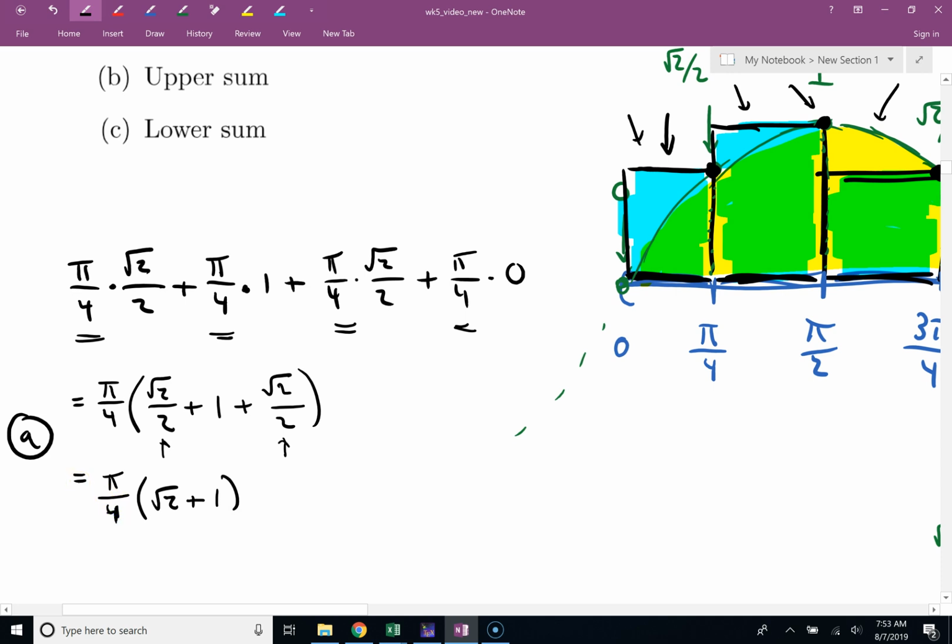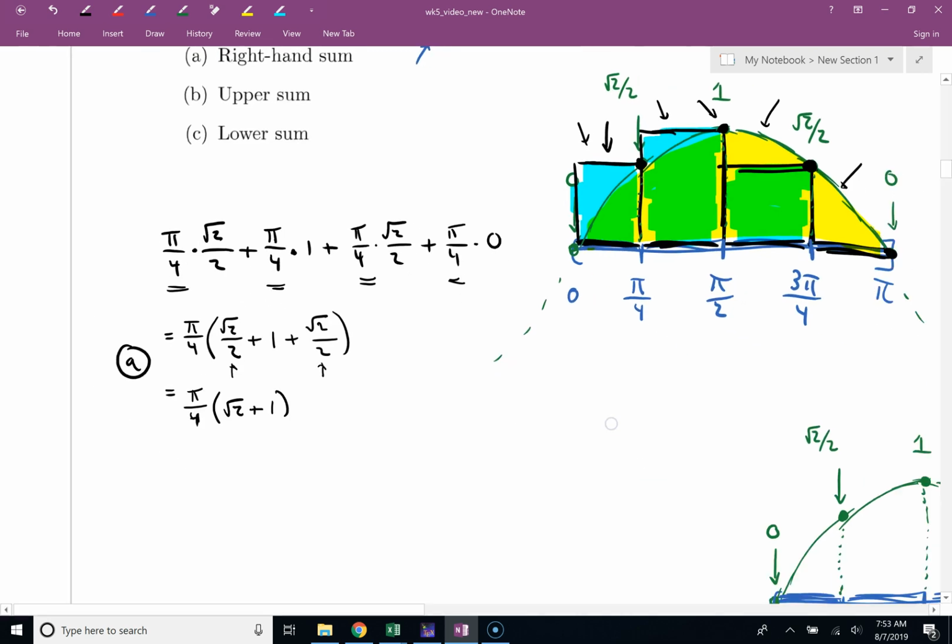All right, so that's my answer for A. Let's see how it changes when we're trying to do an upper sum or a lower sum. So an upper sum is going to be an overestimate. It's going to be too much area, and then the lower sum is going to be an underestimate. It's going to be too little area.